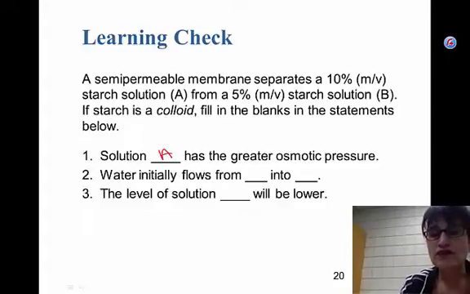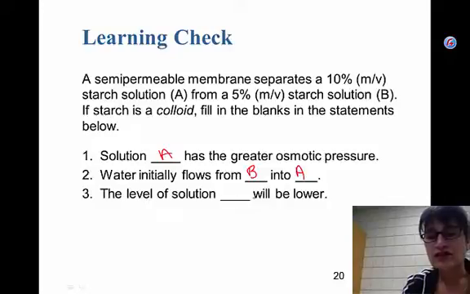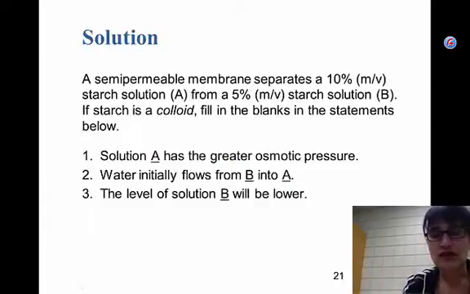Water is going to go from the one that has the lower solute concentration to the one with the higher solute concentration. So that means it's going to go from B into A. In that case, they want to know the level of solution and which one is going to be lower. So if water is going out of B, B is going to get lower. And you can see those are the answers that we got.